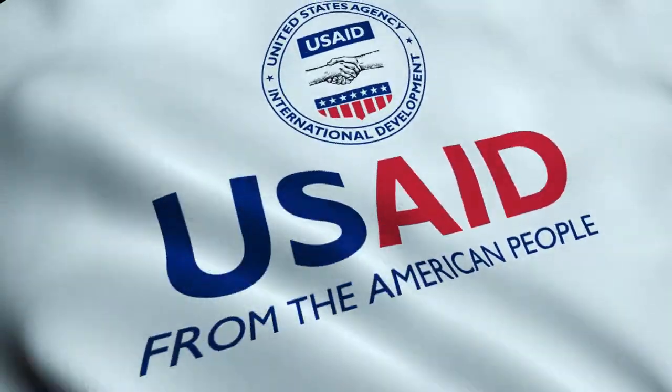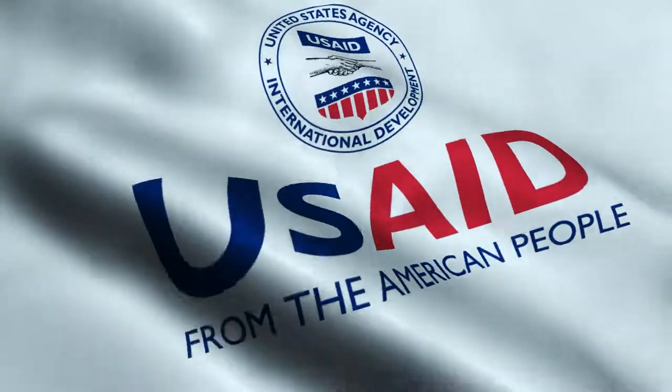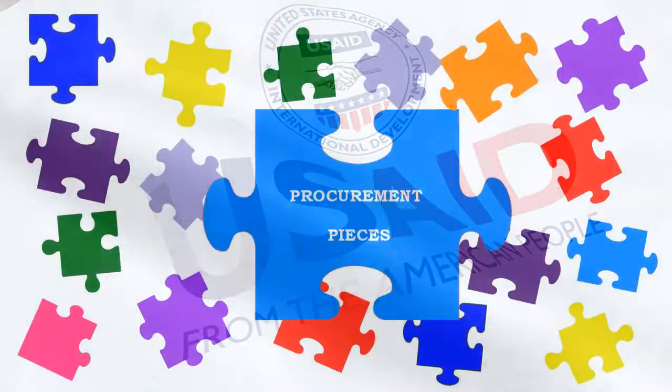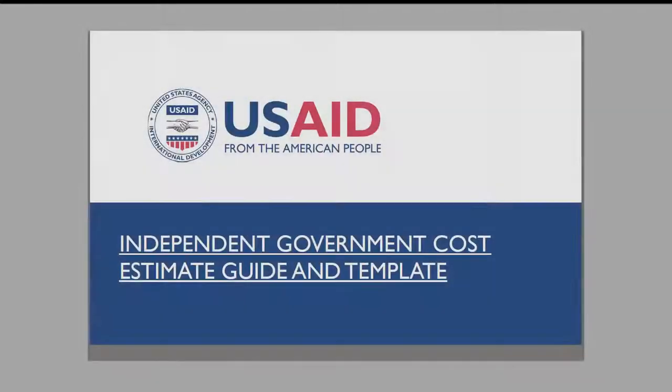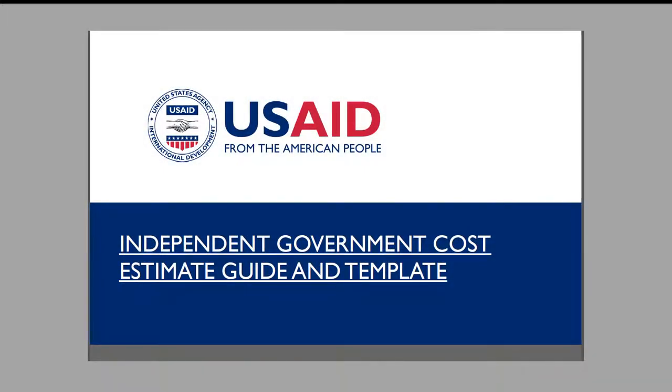This is a short video that was created to cover the contents of USAID's ADS-300-MAA, the Independent Government Cost Estimate, Guide and Template. The document was created for use by Agreement Officers Representatives, or AOR, Contracting Officers Representatives, COR, Program Analysts, or Activity Managers, and Budget Officers.